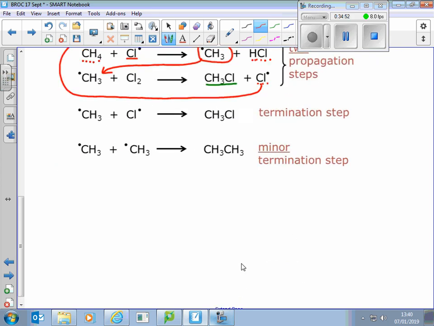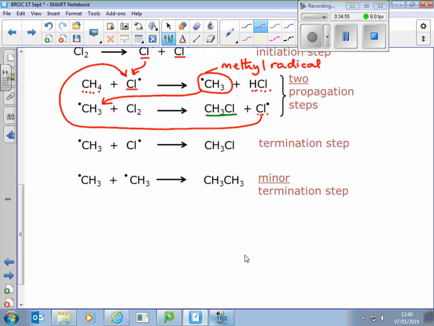The first option is, well, a termination step is actually shown here, where you could have methyl radicals bumping into chlorine radicals, because there's plenty of both of those about. They just make the chloromethane. That's it. That's essentially the end of that. But you could also have two methyl radicals bumping into each other, and that makes, two methyls would make, it's actually ethane.